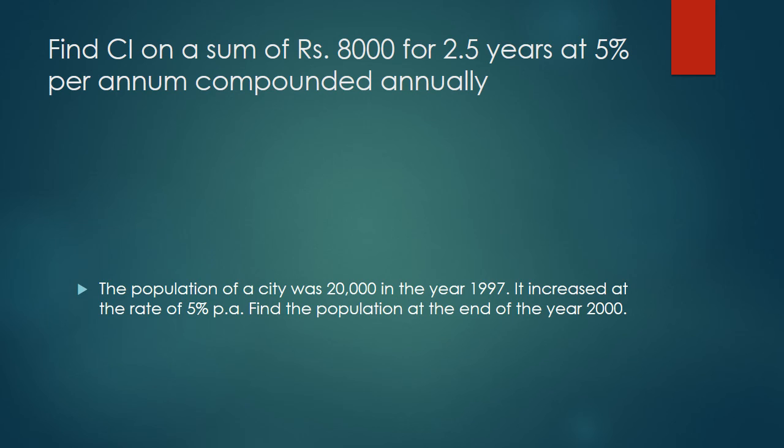Now compound interest on a sum of rupees 8,000 for 2.5 years. Very, very important. When time is given to you as 2.5 years, that is 2 and a half, correct? And principal is 8,000.